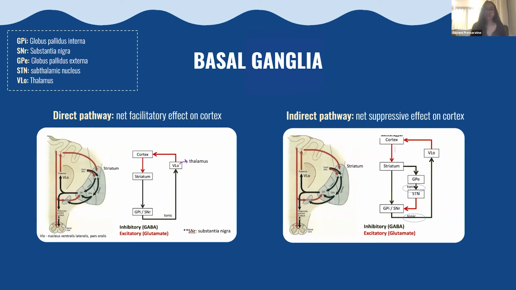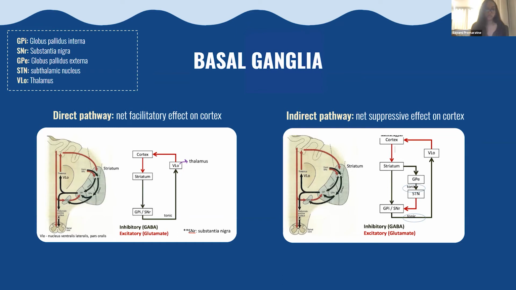So how does it suppress or facilitate movement? The basal ganglia, via the direct pathway, can have a net facilitatory effect on the cortex. So pretty much that means that it promotes the cortex in producing those nerve impulses that will travel to your muscles. Or via the indirect pathway, it can have a suppressive effect on the cortex. So it'll stop it from sending off those nerve impulses.